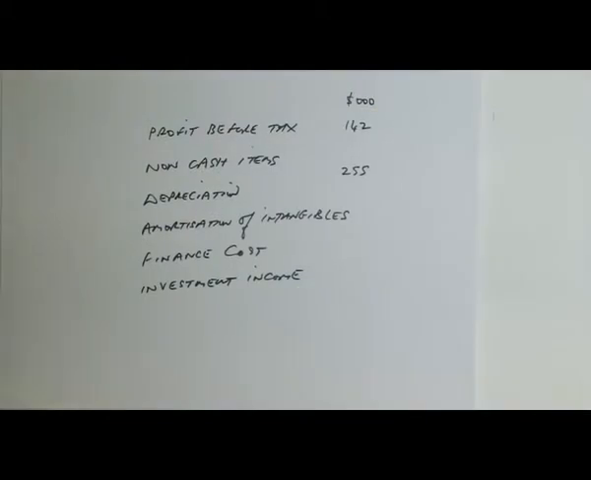Here's our cash flow statement, and we're starting off with our profit before tax, and you should have got this figure. As you can see, the profit before tax figure is 142. Also, you should have got the figure for depreciation that's given in the question. We don't have any calculations to do in relation to that.